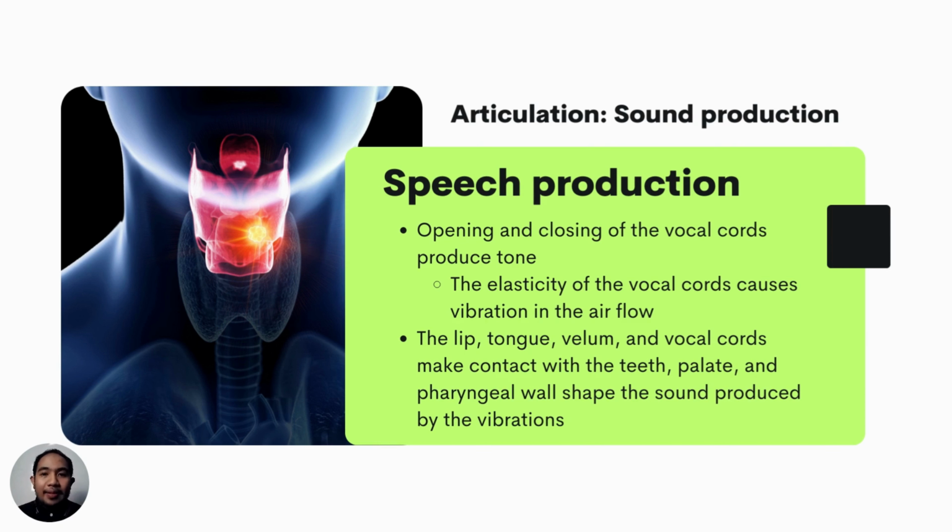So when these vocal cords open and close rapidly, it causes vibration, and the elastic nature of these vocal cords causes the production of sound through vibrations from the airflow. So it is similar to the sound waves that are produced by the elasticity of the object causing vibration, and the sound produced by the human articulatory system is also produced by the elasticity of the vocal cords, causing vibration from the airflow.